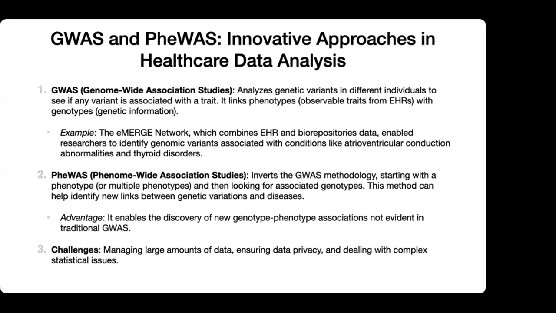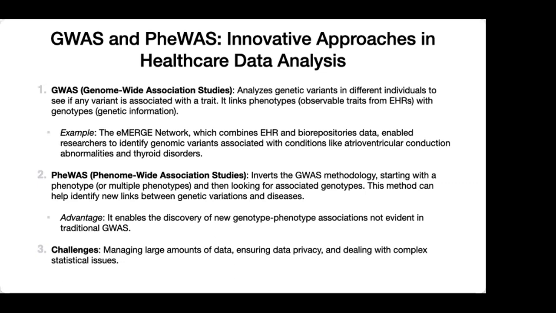The genome-wide association studies and the phenome-wide association studies represent two novel methods. They are the two methods used in healthcare data analysis to link patient phenotype with the genotype. The genome-wide association studies involve examining a genome-wide set of genetic variants in different individuals to see if any variant is associated with a trait. So in the context of healthcare, it might involve linking specific findings from electronic health records, the phenotypes, with the genomic data, or we call it the genotype.